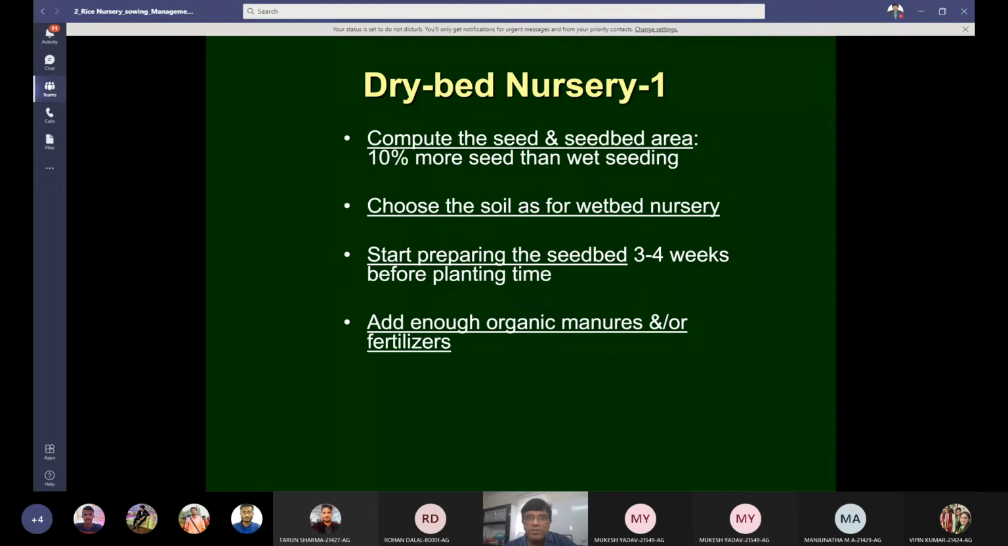Now we switch over to the dry bed nursery. First of all, you need to compute the seed and seed bed area: how much seed bed area is required and how to compute the seed requirement. I discussed it in the last practical. Here you need 10% more seed than wet seeding. Whatever seed requirement is there in the wet method, you increase that by 10% here.